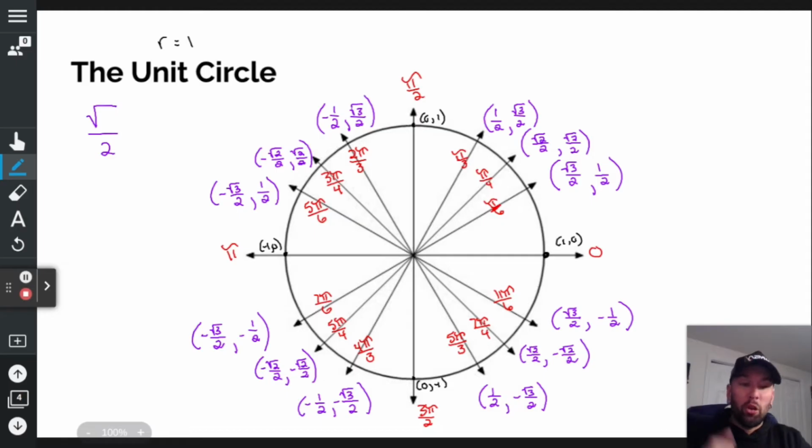That's the unit circle. It's a mess, but it's useful. It's very useful. All right.